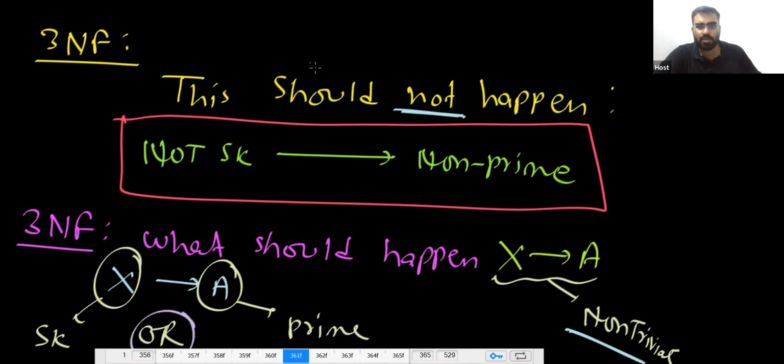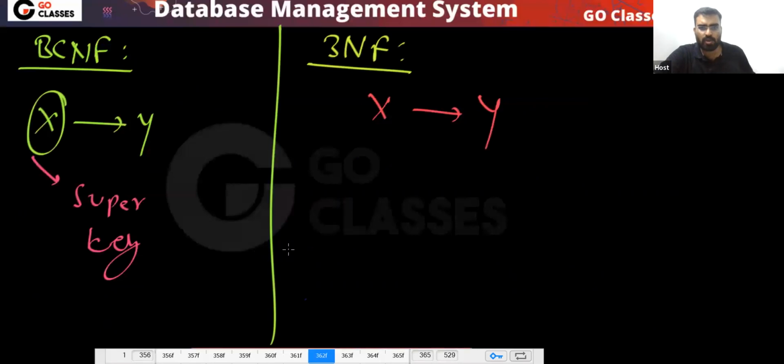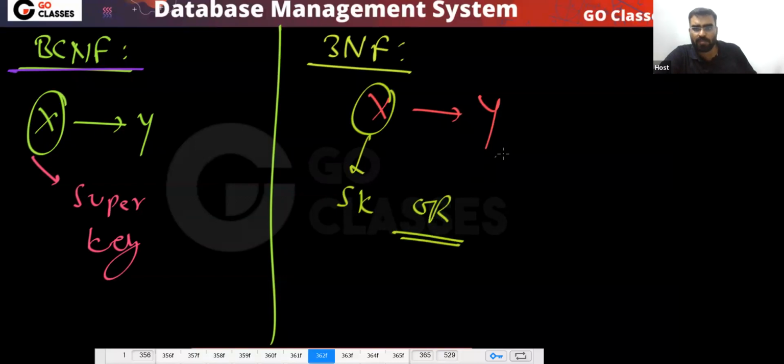Correct? This should happen in every non-trivial functional dependency. So BCNF is saying that this should be a super key, and 3NF is saying that either this should be a super key or this should be prime. Okay. In which condition will you get each?